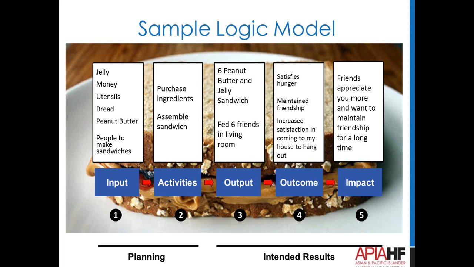If these benefits are achieved, then it contributes to my friends appreciating me more and wanting to maintain friendships for a longer time. So simply, this is a logic model. Of course, yours will be more important. Yours will be related to health or housing or education. But this is just a simple way of mapping out your plan or your projects so that others and yourself can see how the human and financial investments can lead to the intended results.